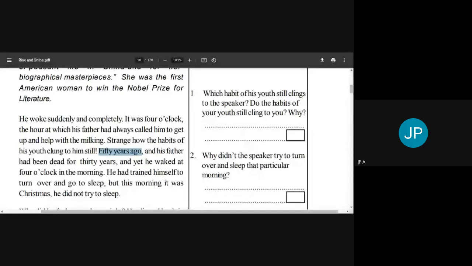So in English it says that old habits die hard. That is, they will stay with you till the end of your life. So he had this habit of getting up early. And now there is no farm. His father is not there. His father died 30 years ago. So all these things are mentioned here. Dead for 30 years means he died 30 years ago. And he still wakes up at 4 o'clock in the morning. See, that is the effect of habit. And that is why he says the habits of youth.